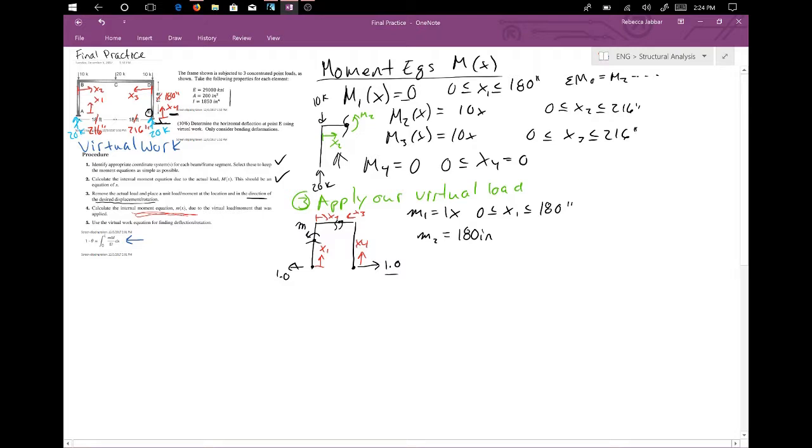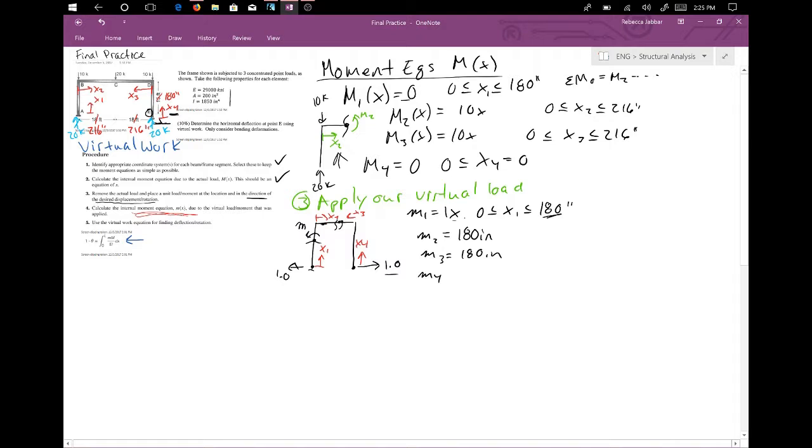Yeah, this will be 100. Sorry, I was wondering why this one didn't have inches. This one has inches because we're actually multiplying. We actually have a real unit using how far this is from here, from this top part. So that's why there's inches here where this one doesn't. And then again, M3 is also 180 inches positive.